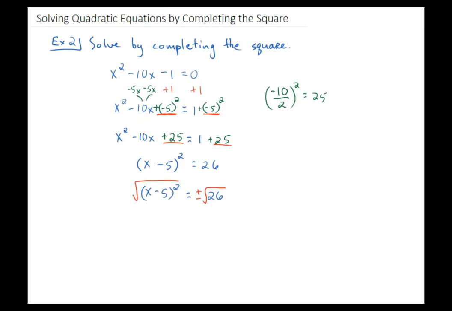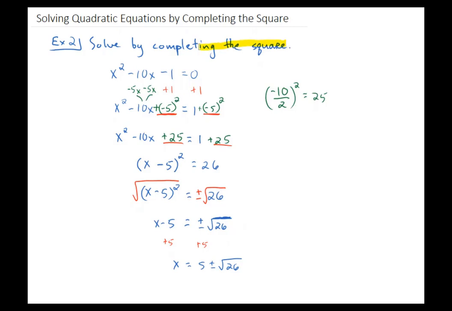When I do that, on the left here, the square root and the square cancel each other out, leaving me with an x minus 5. On the right, the square root of 26 doesn't simplify, so that'll just stay plus or minus the square root of 26. If it did simplify, I would simplify it. And then we're not solved for x yet. To finish it out, we need to add 5 to both sides. And so our final result is that x equals 5 plus or minus the square root of 26. And that's the idea of solving a quadratic equation by completing the square.